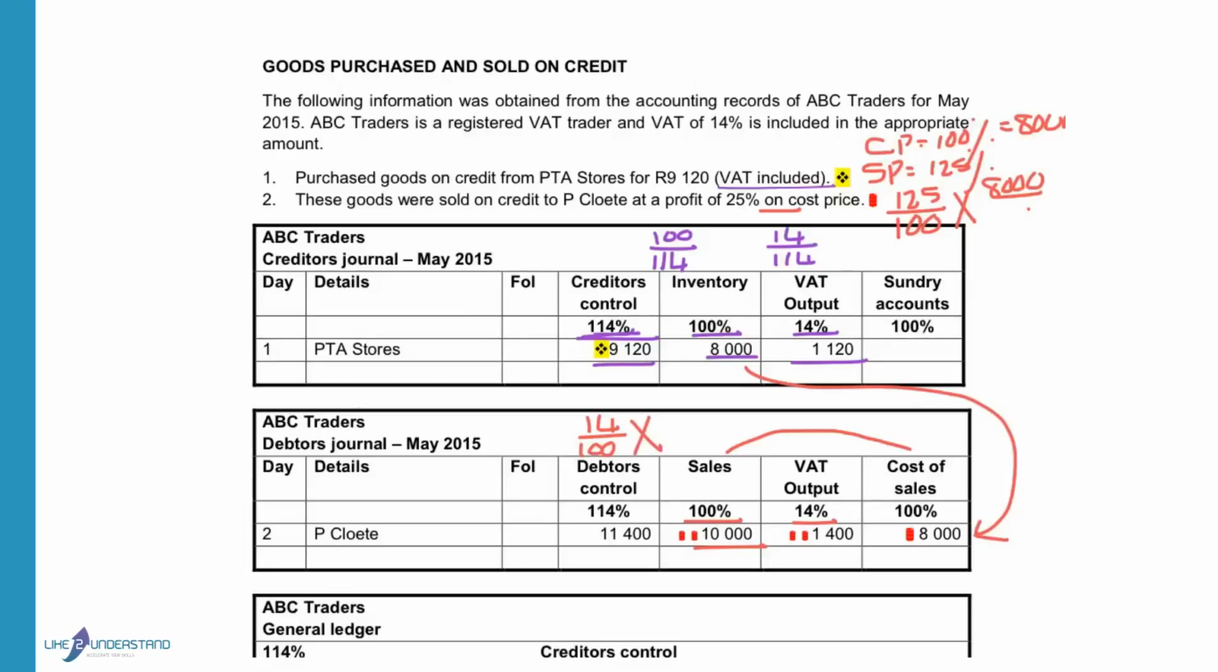If we want to calculate the figure of the total amount that the debtors owe, the percentage that we want, 114, divided by the percentage that's known, 100, times 10,000, and that will give me 11,400.